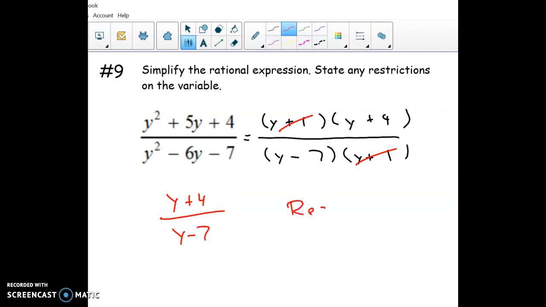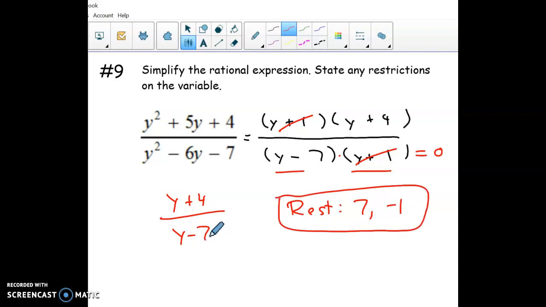Okay, and restrictions are kind of like discontinuities. In fact, they're pretty much the same thing. Just think about what number for y would create a divide by 0. Whenever you have a fraction, you don't want to divide by 0. So just look at these two little parts, set them to 0, and we'd have restrictions of 7 and negative 1. So this one would have two restrictions. And don't look at the answer, look at any point in the question, if the denominator is 0, it counts as a restriction. So here we have 7 and negative 1.